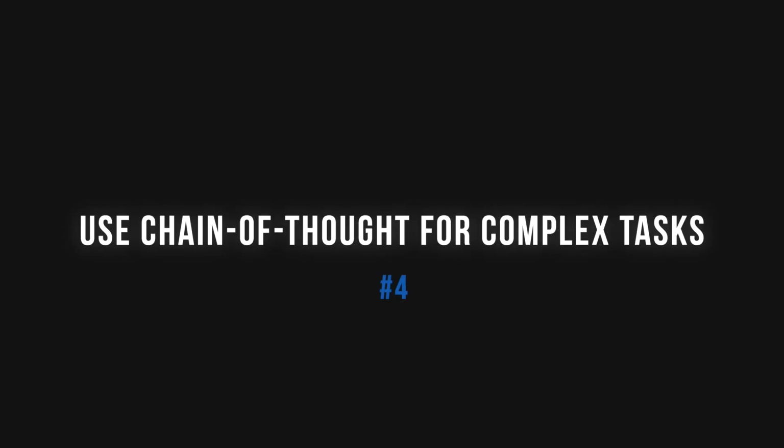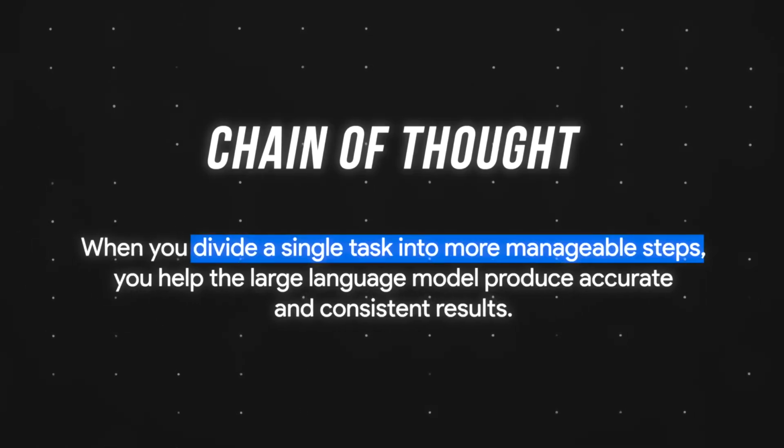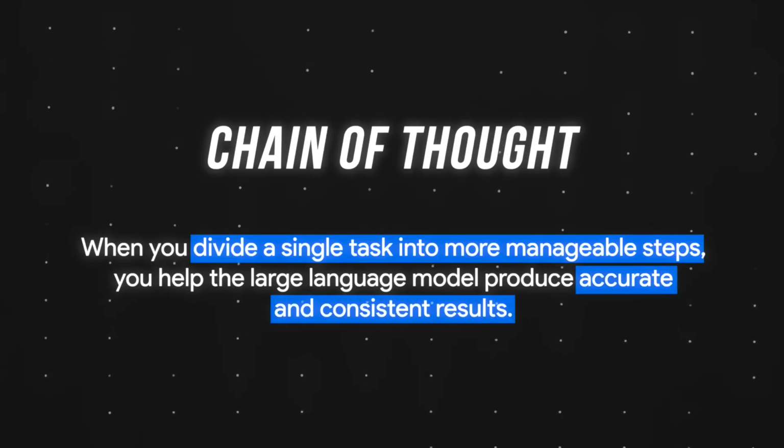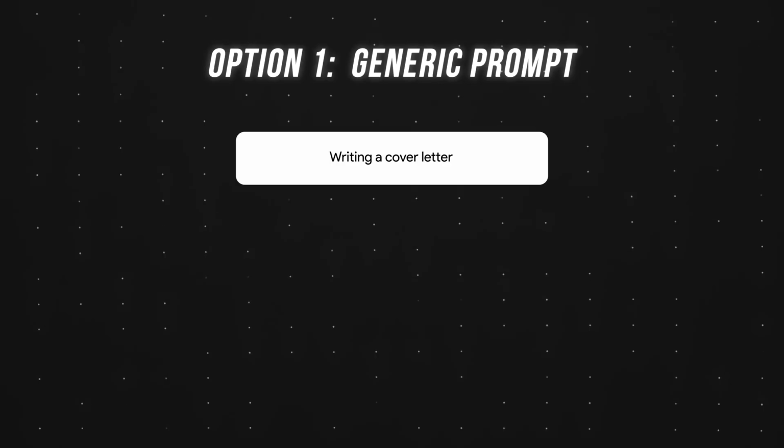Takeaway number 4, use chain of thought prompting for complex tasks. I've talked about this concept in previous videos, but I really like this simple and straightforward definition from Google's course. When you divide a single task into more manageable steps, you help the large language model produce accurate and consistent results. A relatable real-world example would be writing a cover letter.